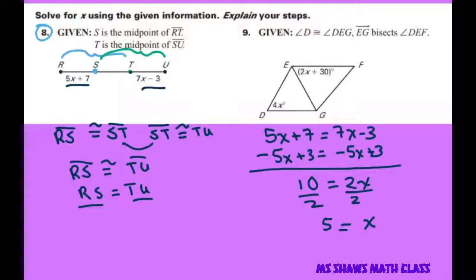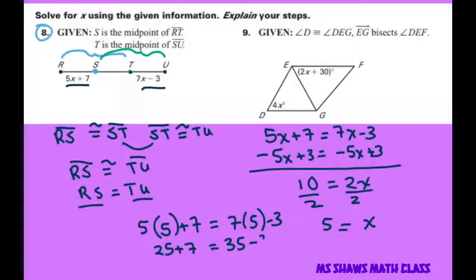And you can always check your solutions. Make sure you did it right by plugging it back in. These two sides should be equal. So we get 25 plus 7 equals 35 minus 3. So this is 32 equals 32. So that is the correct answer.